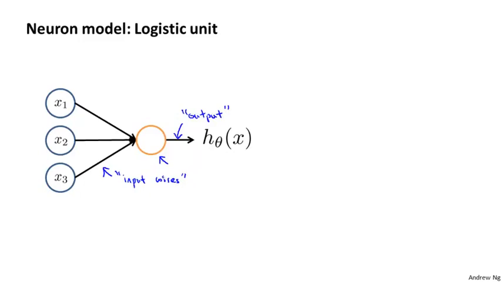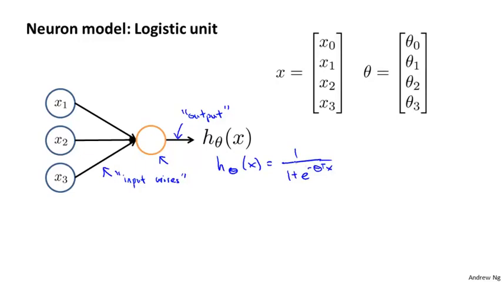In the biological neuron, this was the axon. And whenever I draw a diagram like this, what this means is that this represents a computation of h of x equals 1 over 1 plus e to the negative theta transpose x, where as usual, x and theta are our parameter vectors, like so. So this is a very simple, maybe vastly oversimplified model of the computation that the neuron does, where it gets a number of inputs, x1, x2, x3, and it outputs some value computed like so.